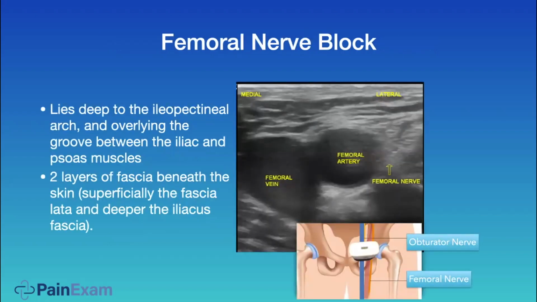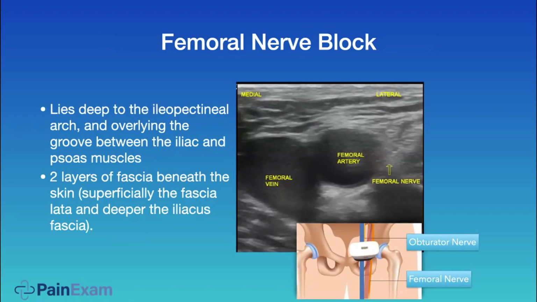So the femoral nerve lies deep to the iliopectineal arch and overlying the groove between the iliacus and the psoas muscle. There are 2 layers of fascia beneath the skin. Superficially, you have the fascia lata, and deeper, you have the iliacus fascia.